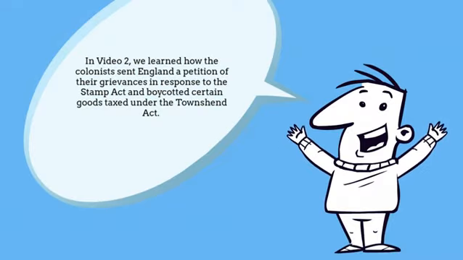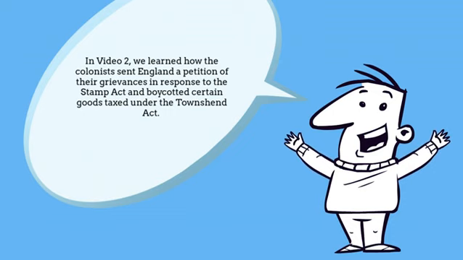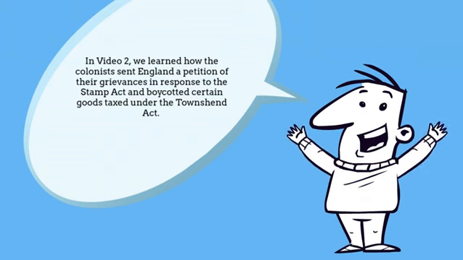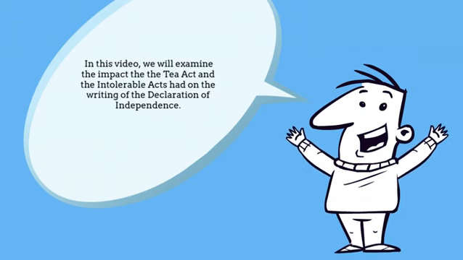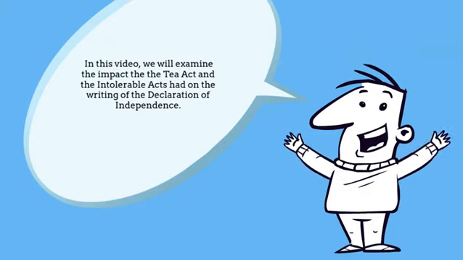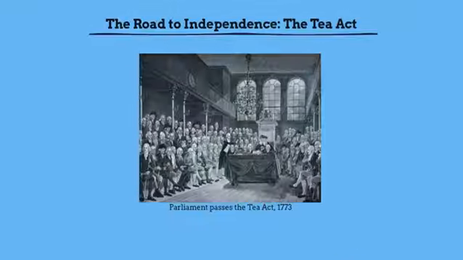In Video 2, we learned how the American colonists reacted to the taxing policies of the Stamp Act and the Townshend Act. You'll remember the colonists sent England a petition of their grievances in response to the Stamp Act and boycotted certain goods taxed under the Townshend Act. In this video, we will examine the impact the Tea Act and the Intolerable Acts had on the writing of the Declaration of Independence. In 1773, Parliament passed the Tea Act.